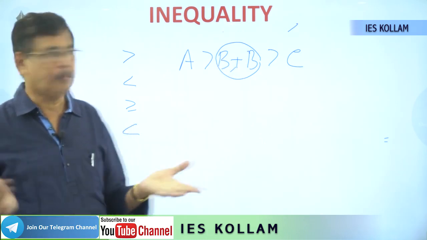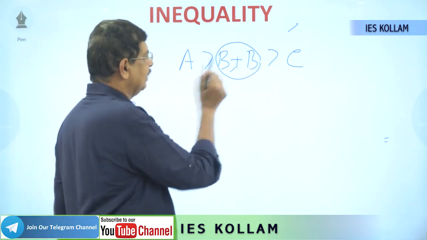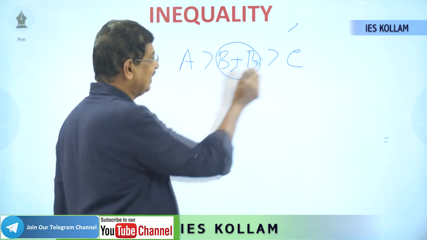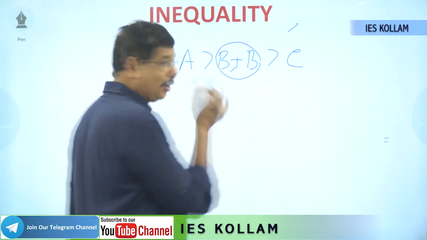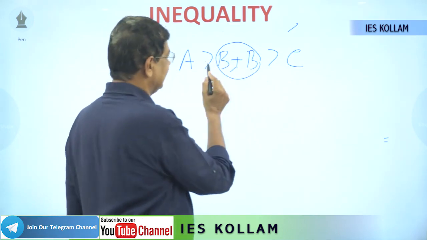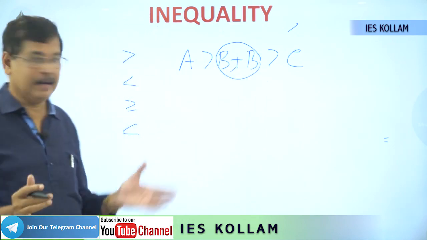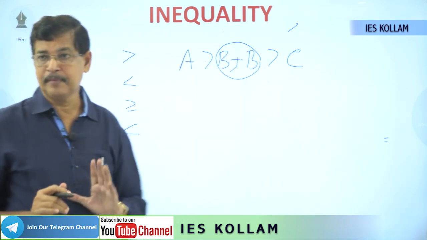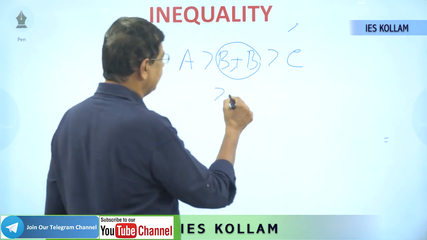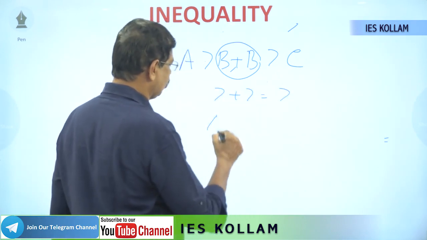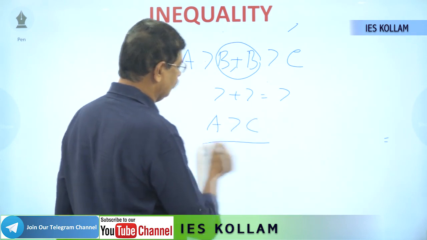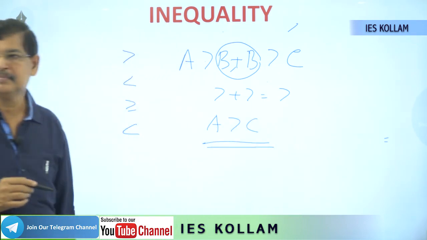What is the third point? The direction of the symbol should be the same, towards the right side, a right arrow. If we consider these two symbols as two arrows, both are right arrows. We can combine these two. Greater than plus greater than will be greater than. Therefore, the resultant answer will be A greater than C.